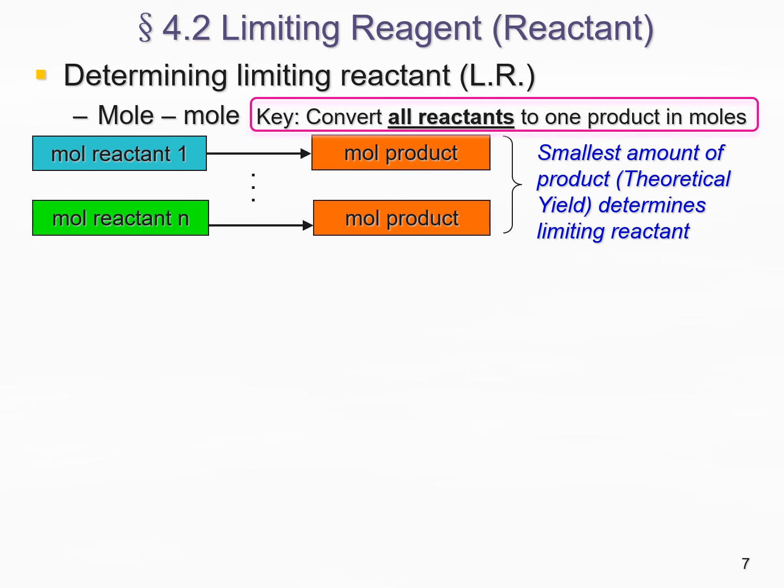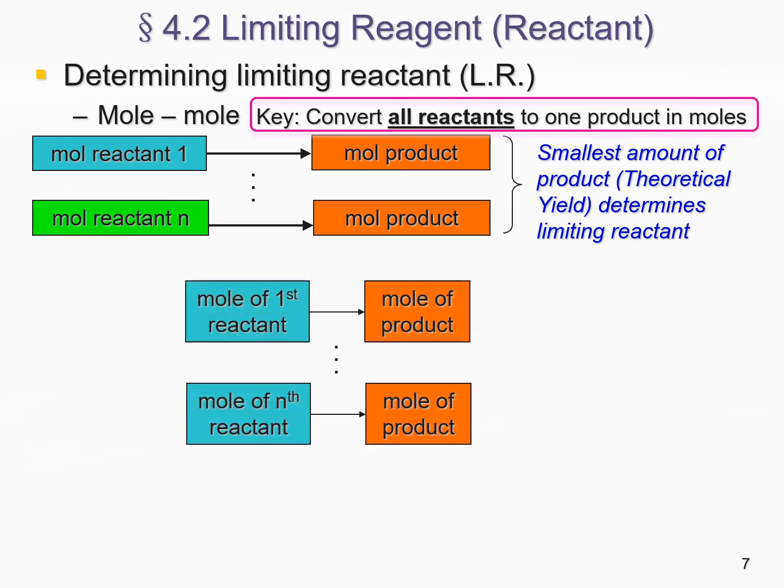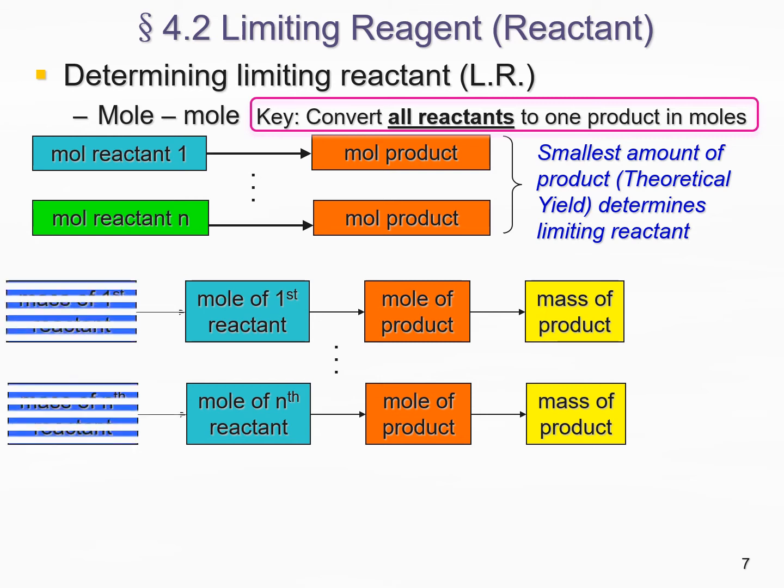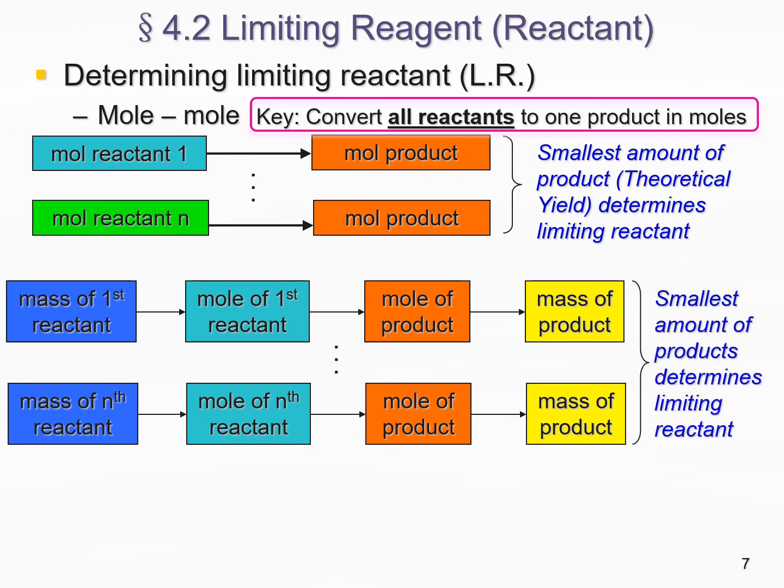In reality, we cannot measure each reactant or product by moles. All we can do is measure them by mass. In other words, we can convert the moles of a product into mass because we can measure that, and we also obtain the amount of each reactant from its mass. So instead of a one step conversion for each reactant, now we have 3 steps of conversion for each reactant.